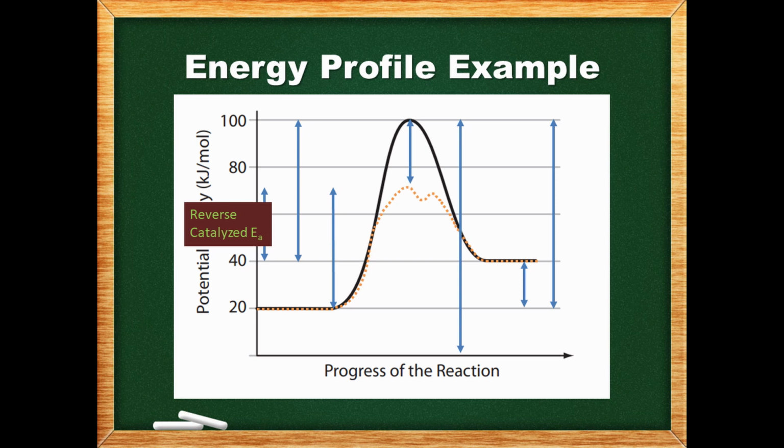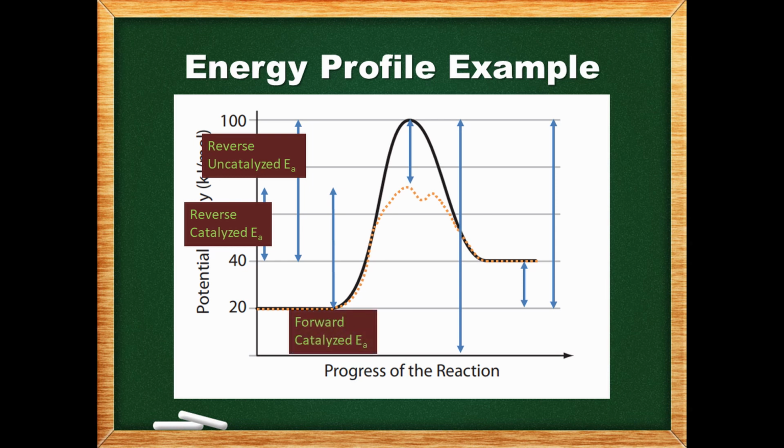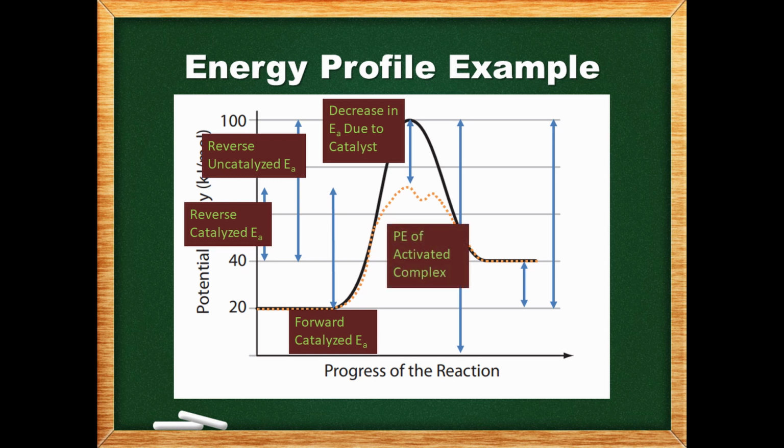The next arrow is the difference between the potential energy of the activated complex of the uncatalyzed reaction and the potential energy of the products, meaning it represents the reverse uncatalyzed activation energy. This arrow is for the forward catalyzed activation energy. The following arrow shows the difference between the potential energy of the uncatalyzed activated complex and the catalyzed activated complex. Next, we have the potential energy of the uncatalyzed activated complex. The difference between the potential energy of reactants and products is the enthalpy change, or delta H. The final arrow is for the activation energy of the uncatalyzed forward reaction.